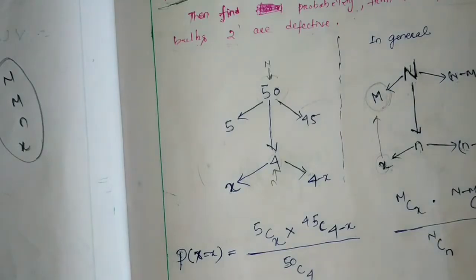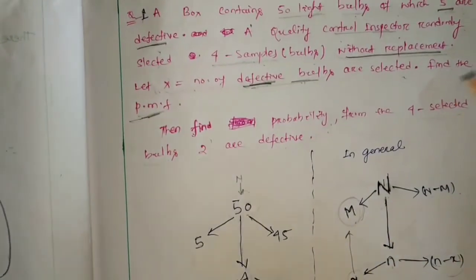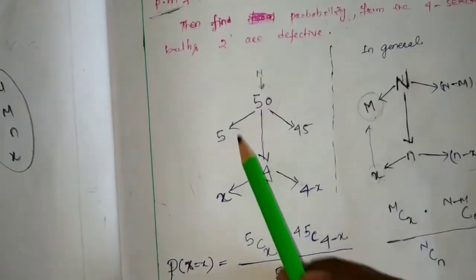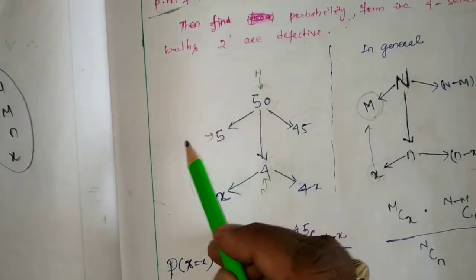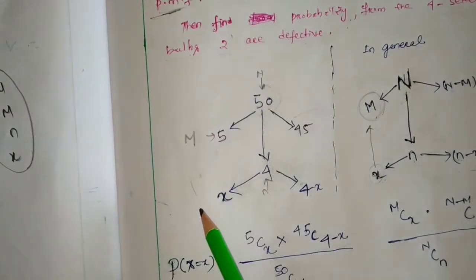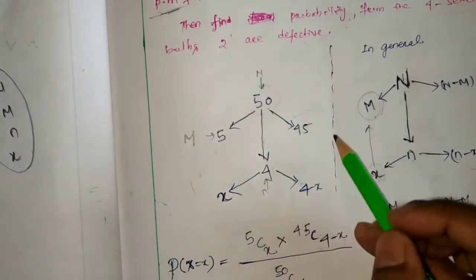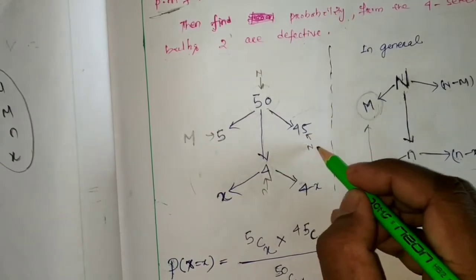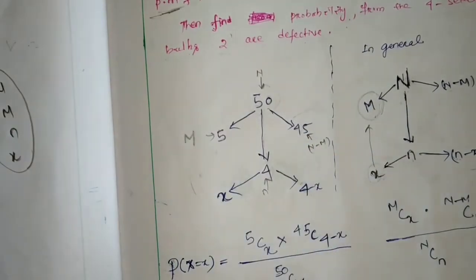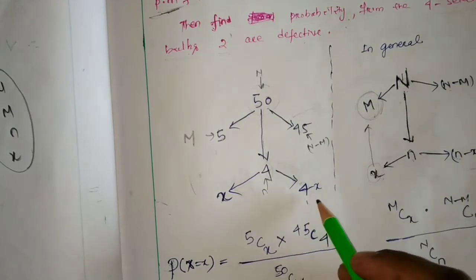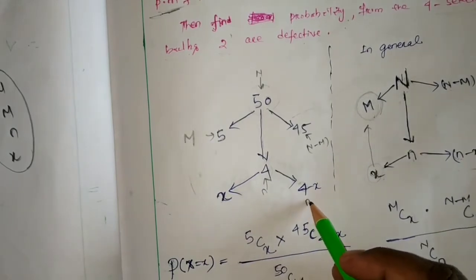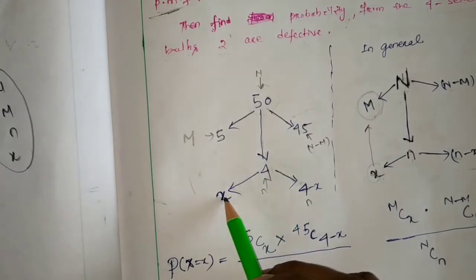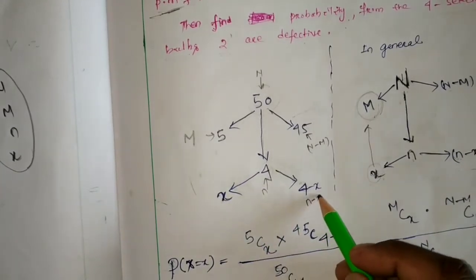In the question, how many total defectives are there? 5. So here I wrote 5, and this 5 represents capital M. Obviously 50 minus 5, that is 45, belongs to your N minus M. This is the rest of the samples after considering the defects, so this will be n minus x.